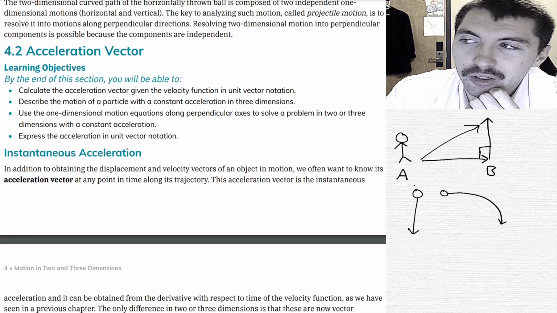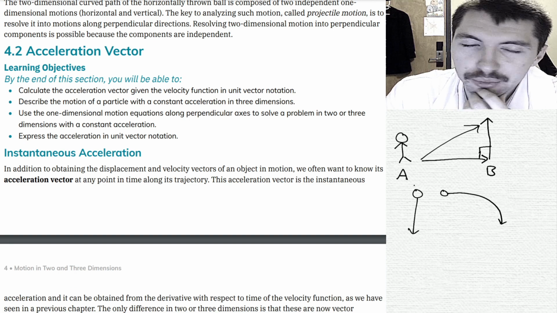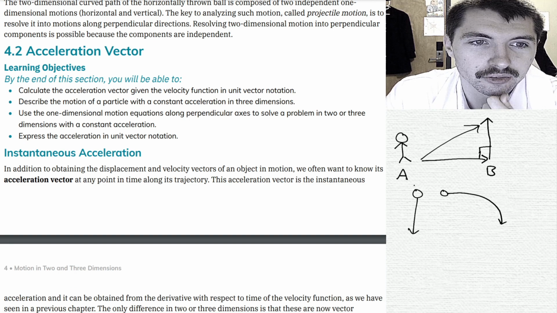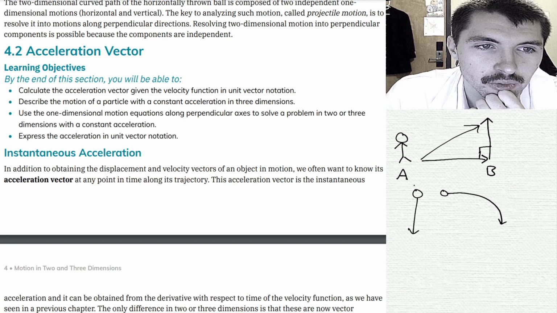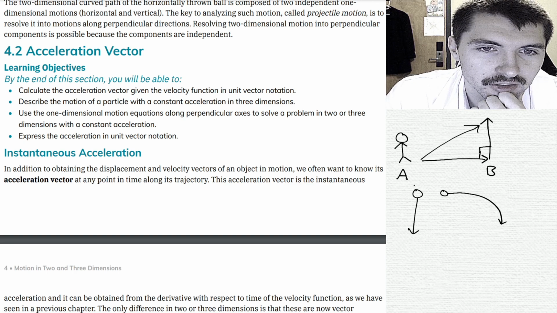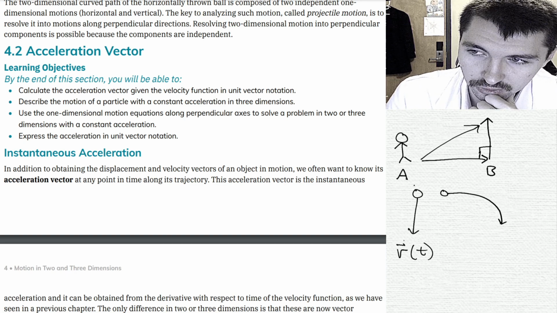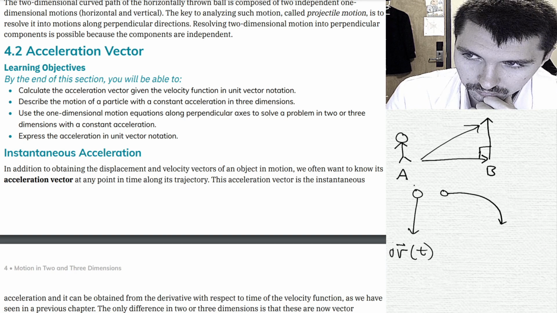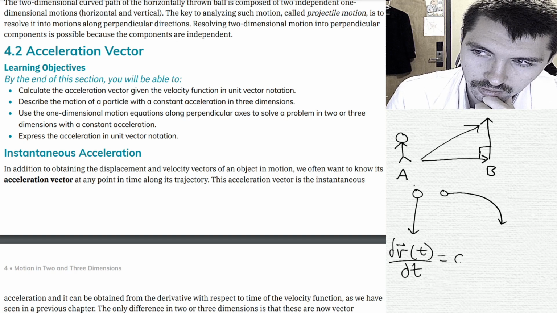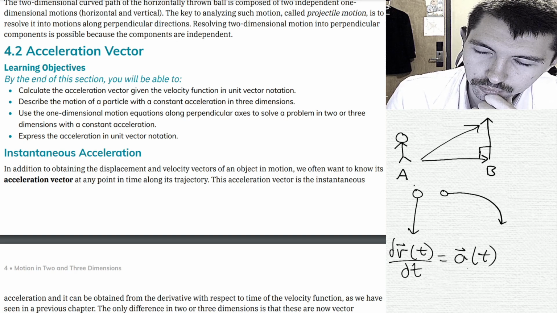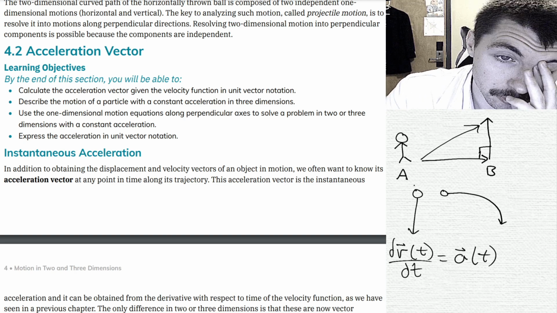Okay, so now we're going to section 2, acceleration vector. So we're going to find the acceleration vector. It's pretty obvious: we're going to take that velocity vector we just learned about and differentiate it, and you can just bet it's going to be that.